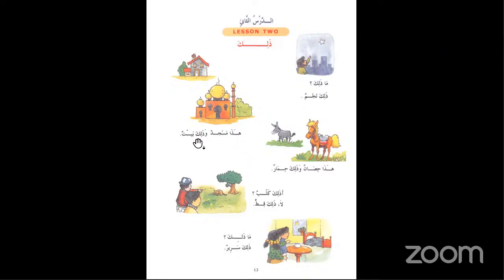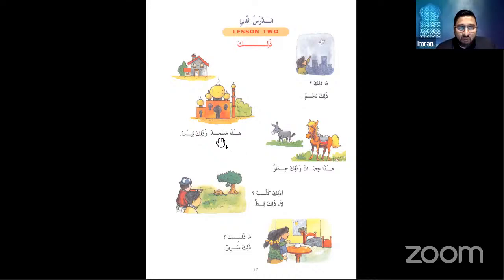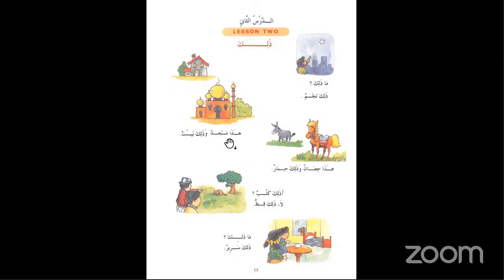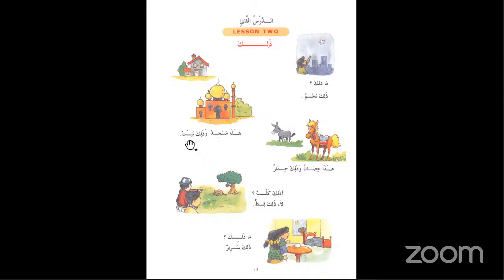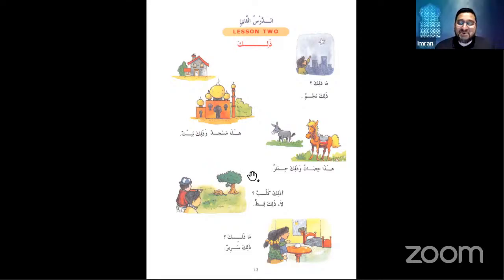So translate again. هذا مسجدي وذلك بيتك. Okay, how do you say this is our mosque and that is my house? هذا مسجدنا. Yep, وذلك my house. بيتي. Ahsanti. How did you find that? It was interesting. It's fun. Exactly. That's the way it should be.